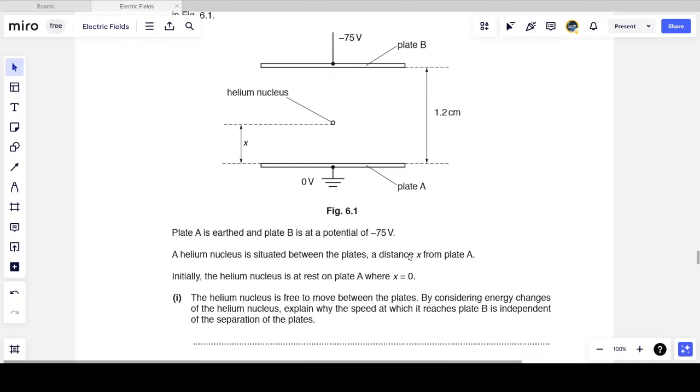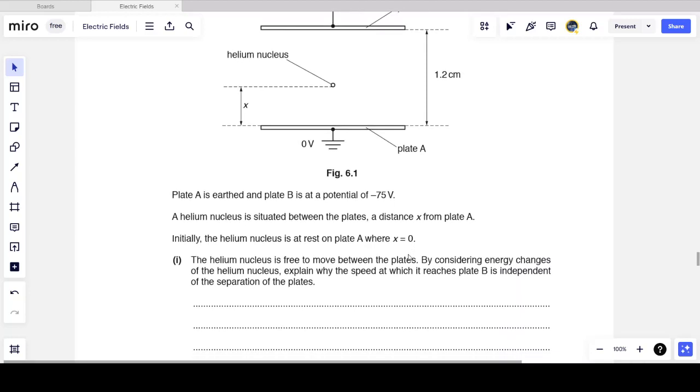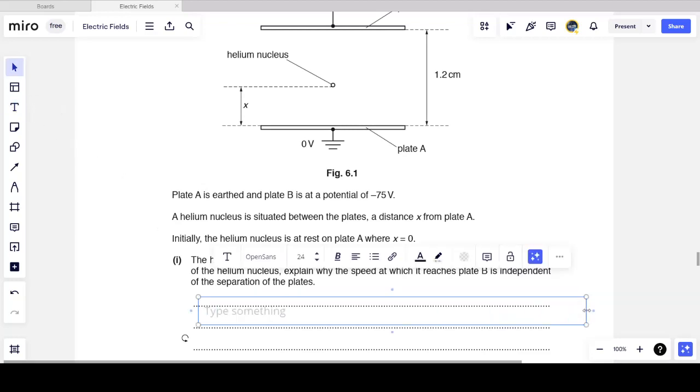Now, the helium nucleus is free to move between the plates, and by considering energy changes of the helium nucleus, we want to explain why the speed at which it reaches plate B is independent of the separation of the plates. Well, what I know here is, why is the speed at which it reaches plate B independent of the separation? Irrespective of how far away the plates are, it will always reach plate B with the same speed.